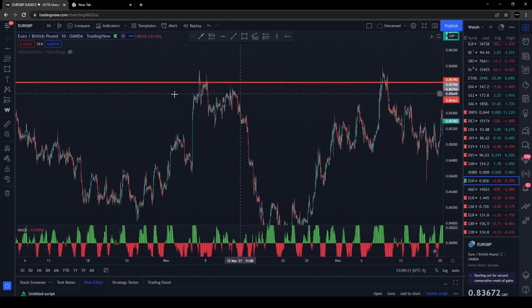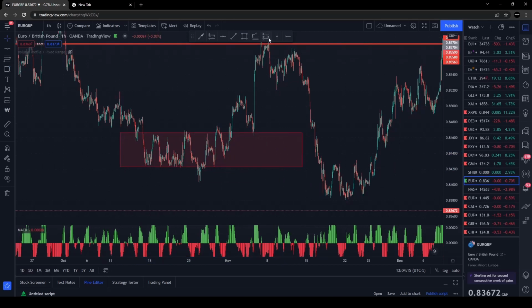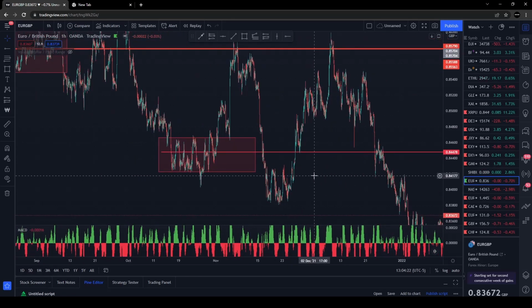So yeah, and all you have to do is really select some major consolidation that you can at least spot, and then just select the middle of that consolidation, and you'll see price react off of these areas. So this is another quick tip that will help you guys in your trading.